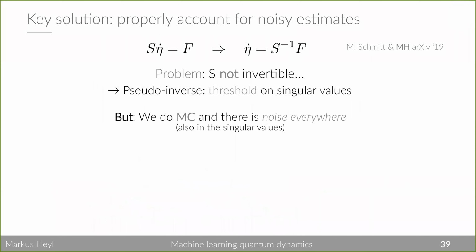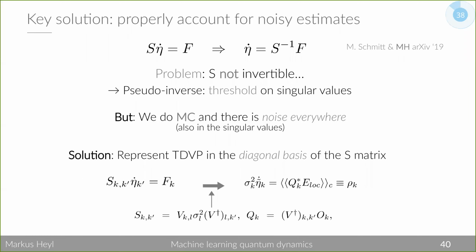The key problem here, as again written in compact form, is that you have to invert this matrix S. And the problem is S is not invertible. So what typically is used is a pseudo inverse, where you put a threshold on singular values. But the key challenge here is that we do Monte Carlo, so noise is everywhere, and we don't know the exact singular values. We don't know the exact pseudo inverse, and that's exactly what causes these problems.